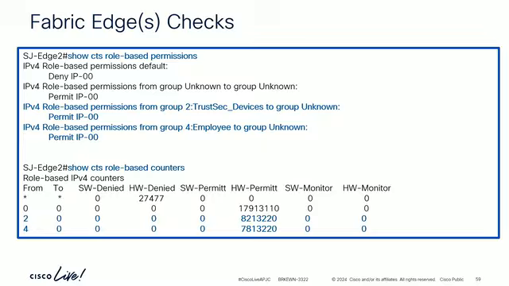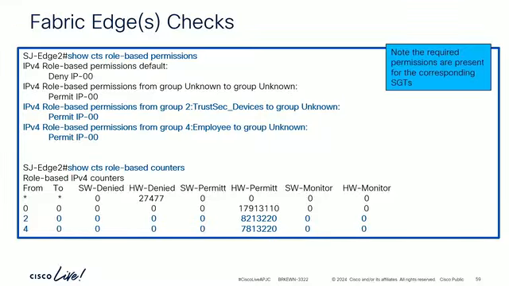And at the same time, this other command, show CTS role-based counters. In this case, this counter, HW permit, hardware permit, right? And software permit should have counters. And we should not have these counters for the respective SGTs. So this is something really important to notice and take note of while troubleshooting.